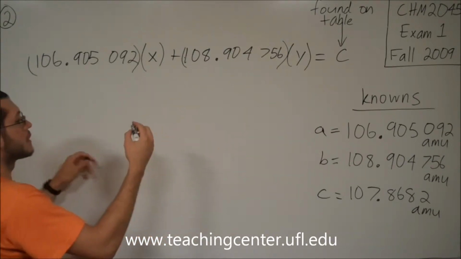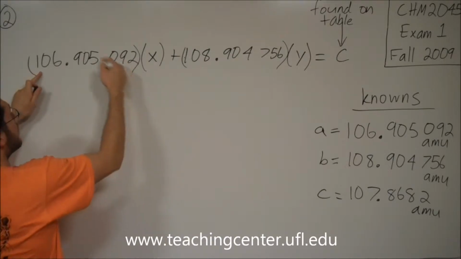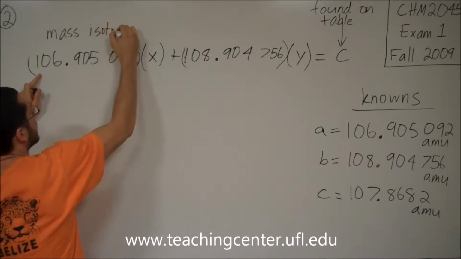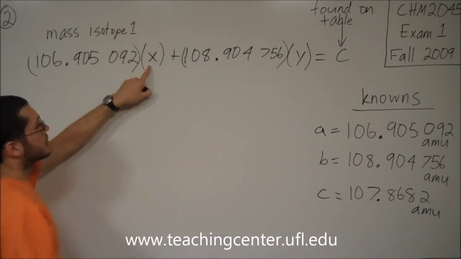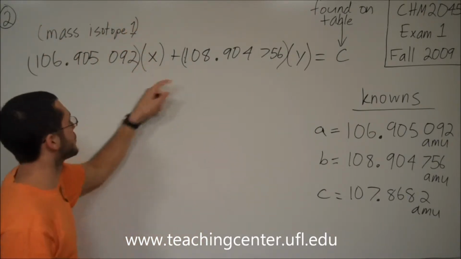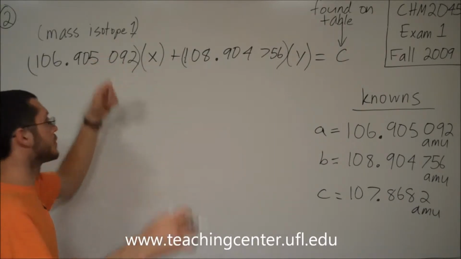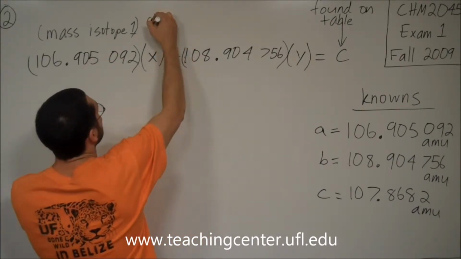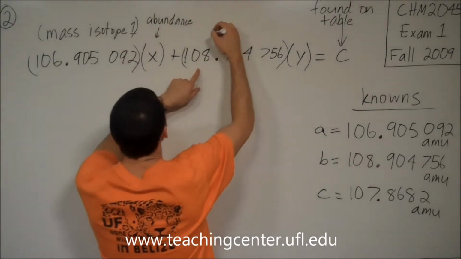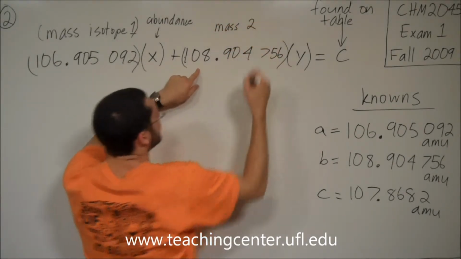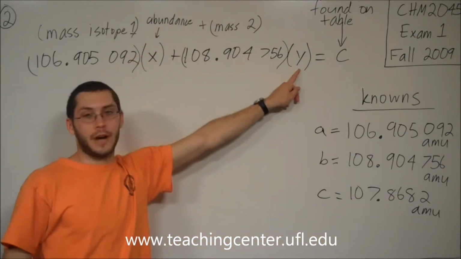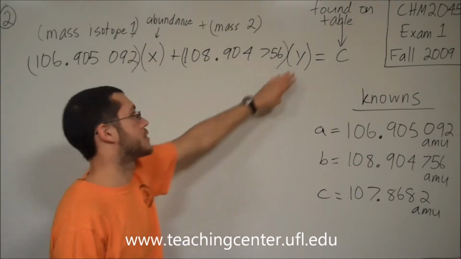You're going to plug in the mass of the first isotope, mass of isotope 1, times the fraction of its existence in the universe, right? So this is how much there is of isotope 1 in the whole universe. So this is the abundance fraction. And then here's mass of isotope 2, times the abundance fraction of isotope 2, how much there is in the universe of isotope 2.